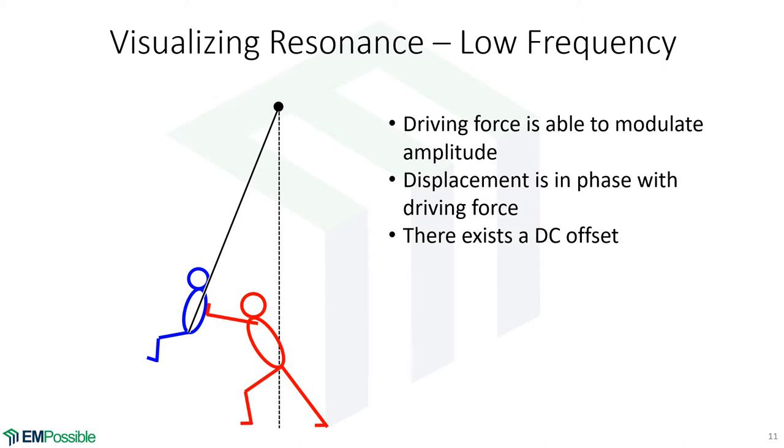Well, at DC, we can say we're certainly able to offset the child. The child's not in the sort of the center equilibrium position. They're offset, so we are able to drive this. The position of the child is perfectly in phase with the pushing. It almost doesn't even make sense to talk about a phase, but you can imagine just pushing a child super, super slow, and everything is in phase. So that's a low frequency response of a resonance.